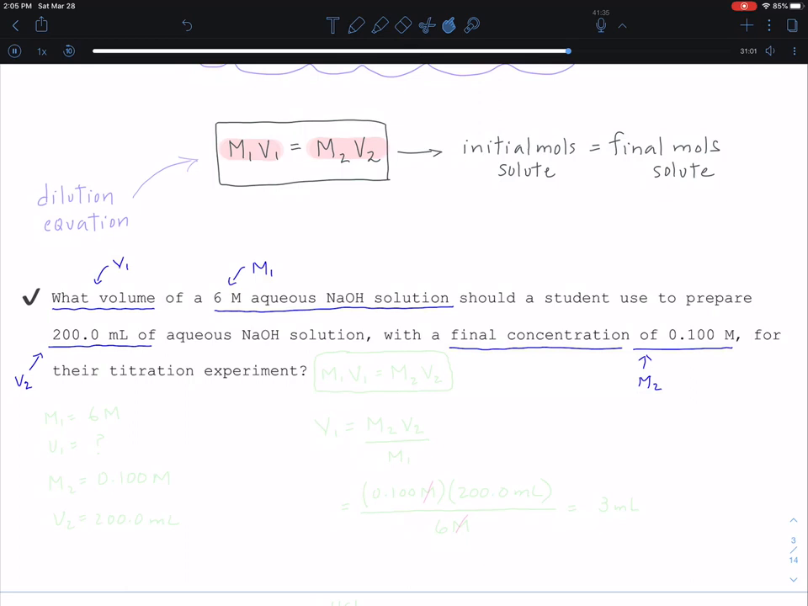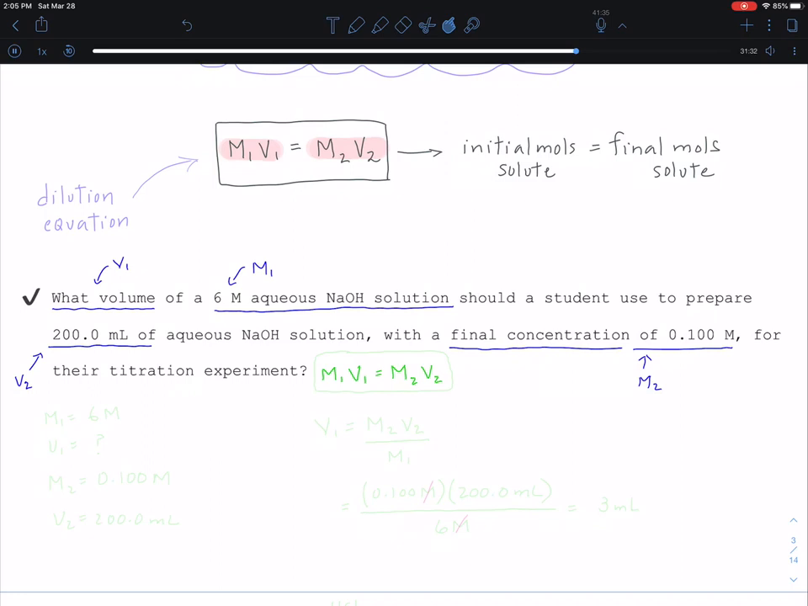I'm going to write down the dilution equation so that I know what I need. My initial concentration times my initial volume is going to be equal to my final concentration times my final volume. Sometimes we call it M1 and M2, or MI and MF, whatever you want to call it, as long as you know what it is. And then I say to myself, well, what are they actually asking me to calculate?